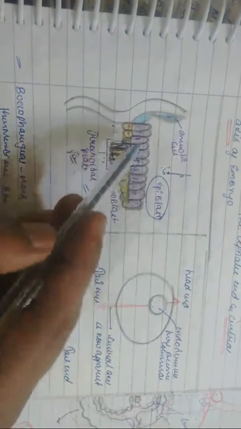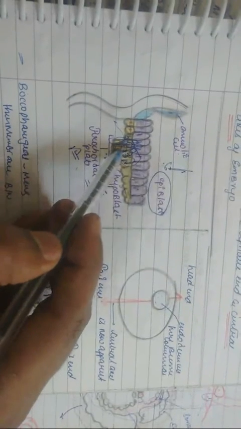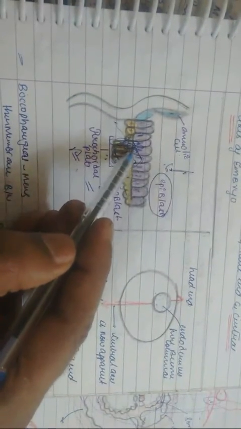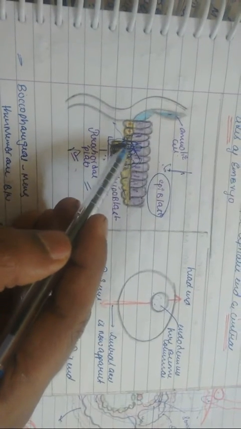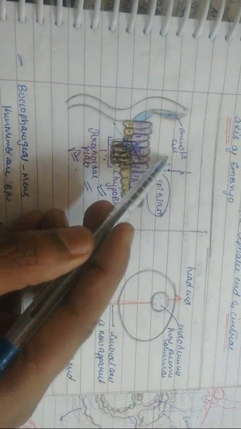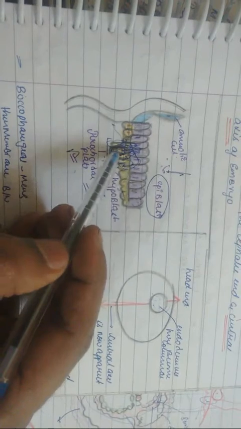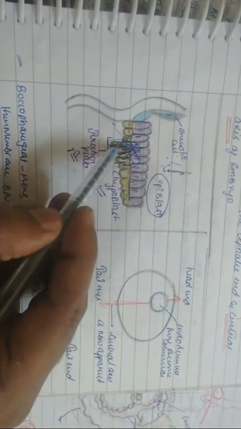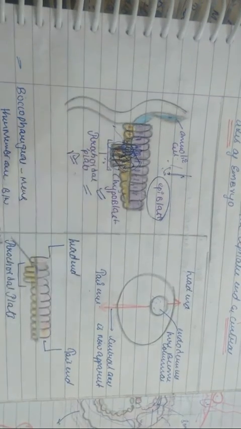I repeat once again, the hypoblastic cells at one end become columnar. You can see the columnar shape, right? And they form an elevation in the amniotic cavity. This is the amniotic cavity. When you see it from above, you can see the elevation point. So this is known as the prochordal plate.